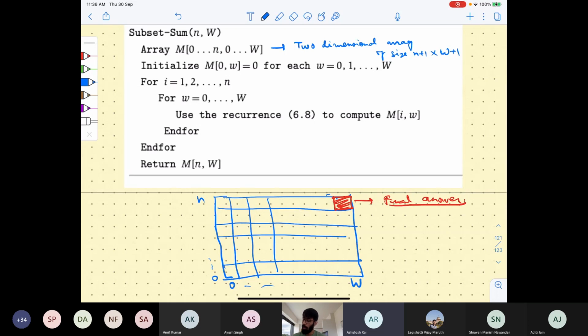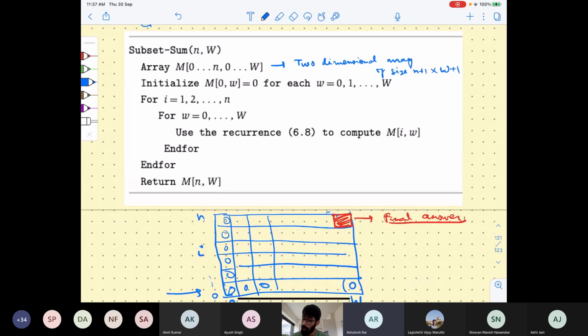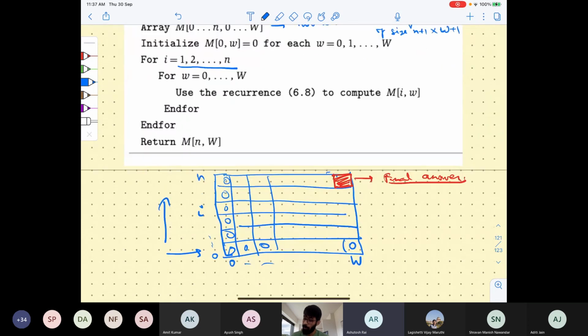Good. So now what do we say? First, of course, we have filled these with zeros so that the first row is clear. We can also fill these with zeros if you want. Now for every ith row, we want to fill this, assuming that we have filled the i minus 1 rows. So again, by induction, we are showing the induction. So now for i equal to 1 to n, we go from bottom to up, and from left to right, for w equal to 0 to W, we fill the entries.